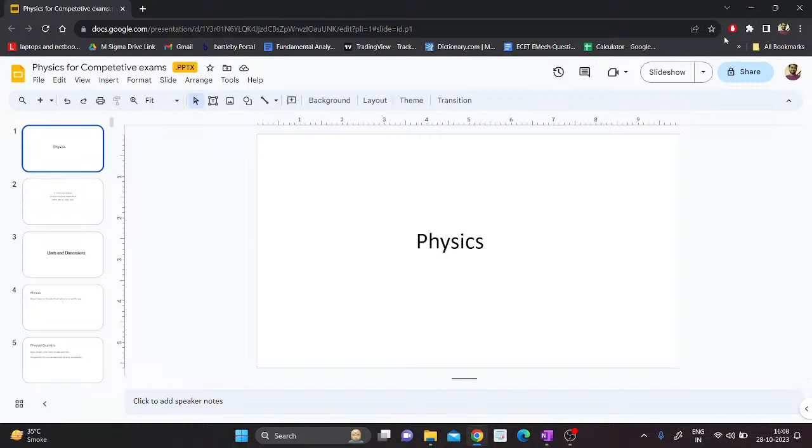Concepts in a very thorough way, and also we are going to solve numericals from various competitive examinations as we go forward. We are starting with the basic chapter, that is units and dimensions.